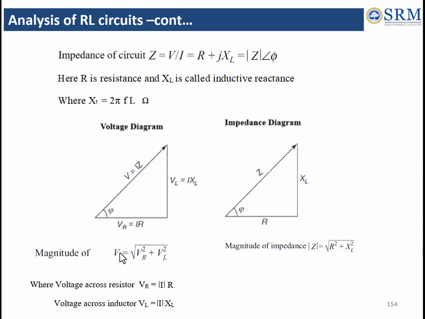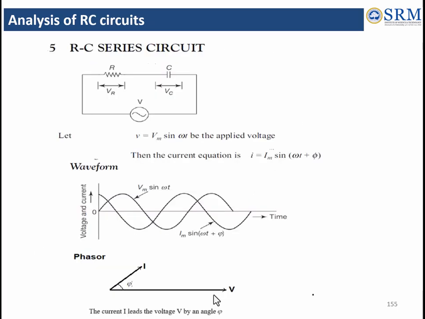The magnitude of V is the root of VR square plus VL square, since it is the hypotenuse. The impedance is the same: the magnitude of impedance is root of R square plus XL square. The voltage across the resistor, VR, is the magnitude of I into R. Across the inductor, VL is the magnitude of I into XL.